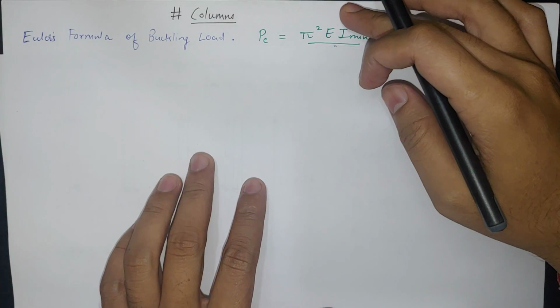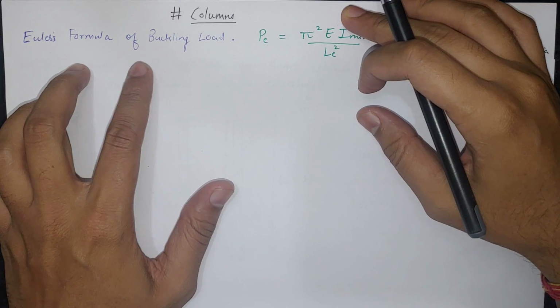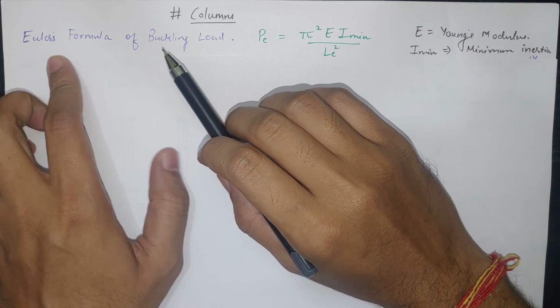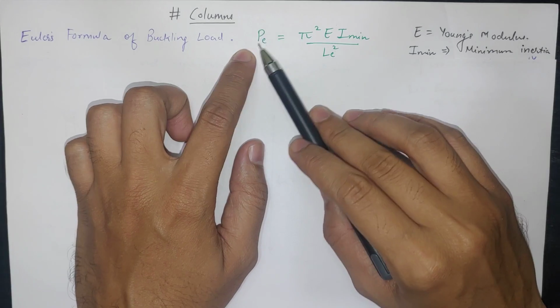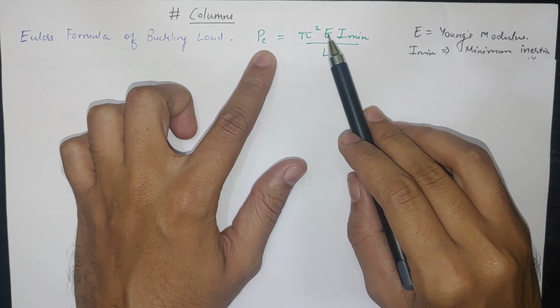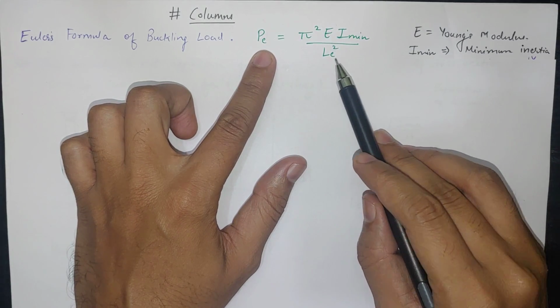In this video, we will discuss columns. Euler has given a buckling load formula, called Euler's formula for buckling load, which is PE, the buckling load, equal to pi square EI minimum divided by Le square.